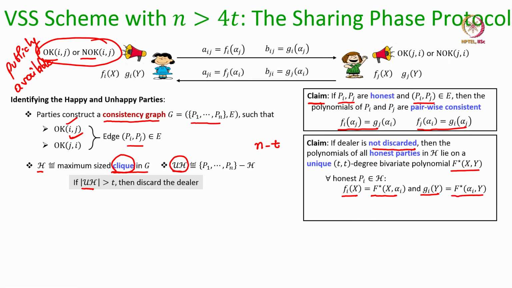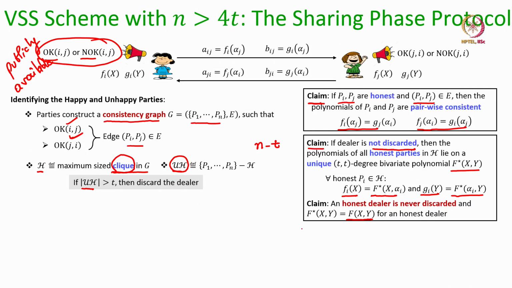Moreover, this polynomial f star will be the same as f of x, y if the dealer is honest, because an honest dealer distributes row and column polynomials lying on f of x, y. And we have already argued that an honest dealer is never discarded in the protocol, and for the honest dealer the row and column polynomials of all the happy and honest parties will lie on f of x, y, namely the polynomial selected by the dealer itself. So, now let us prove this claim. Why is this claim correct?